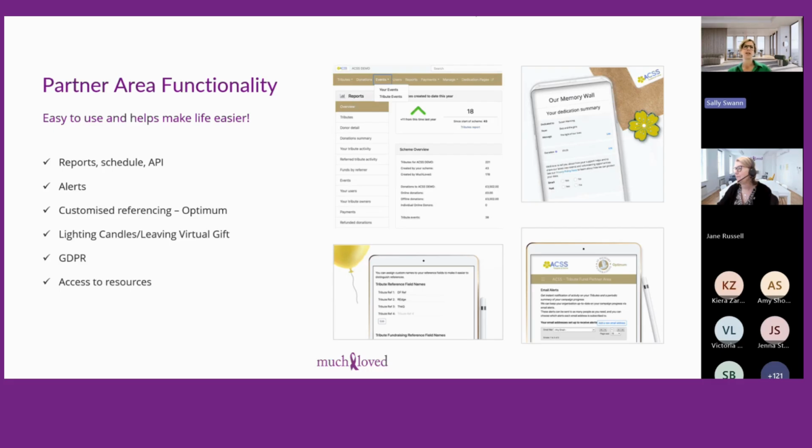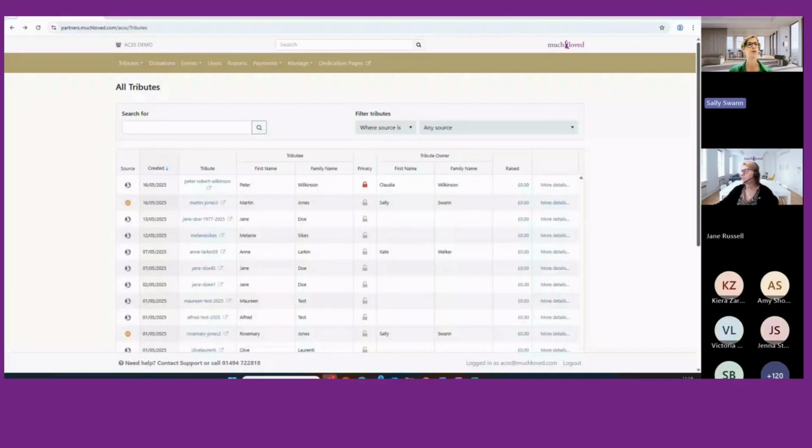Okay, brilliant, great. So the next bit I'm going to talk about is a demonstration partner area to show you some of the features available. So we're going to look at reports, we're going to touch on our reporting API, alerts, customized references, lighting candles, leaving virtual gifts, GDPR for tributes, because I know that Jane's already mentioned that for dedication pages, and then access to the additional resources that we offer. So just bear with me one second as I do a quick maneuver.